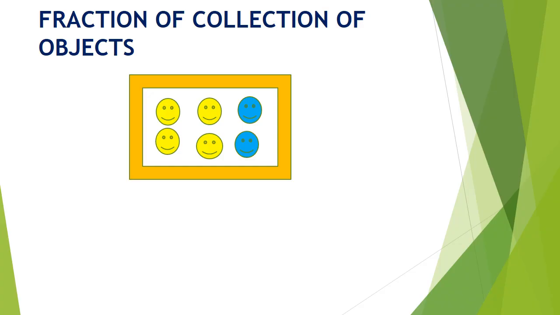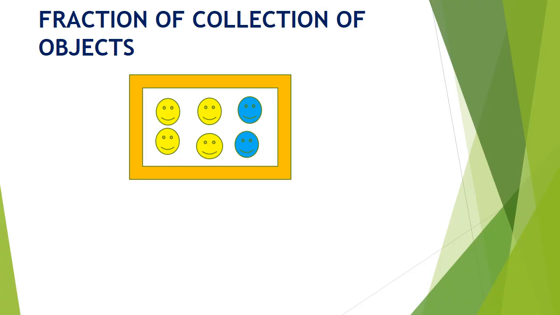Okay, now we come to another topic, that is fraction of a collection of objects, right? We learned that a fraction is a part of a whole. It can be a part of an object, a part of a region, or a collection of things. So what is a fraction of a collection of objects? It is where you have a group of objects instead of one big thing that is being divided.